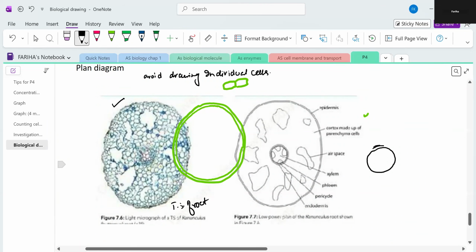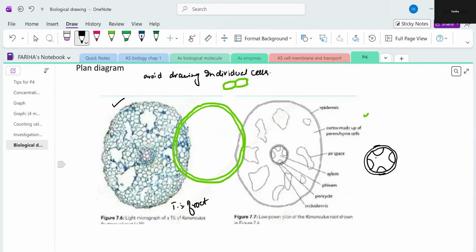You need to show it again with a double line because it contains endodermis. Again, endodermis cells are barrel shaped cells. So in order to show its thickness, you need to show it with a double line. And then there lie the phloem vessels.